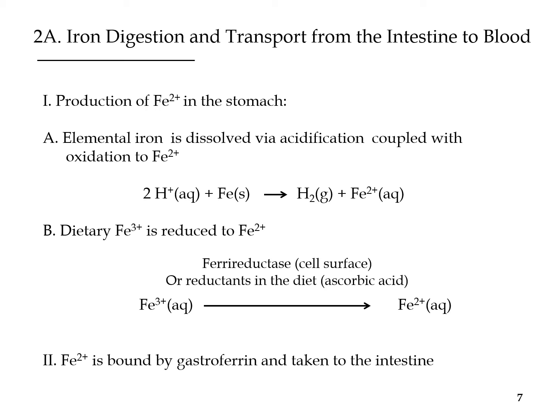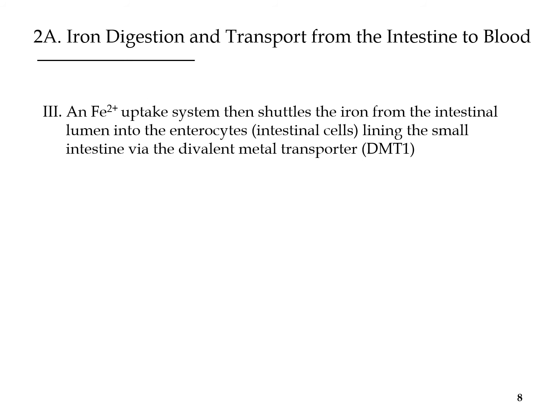When the iron 2 is available, it is bound by gastroferrin and it is taken to the intestine. There is an iron 2+ uptake system that shuttles the iron from the intestinal lumen into the enterocyte. So these are the intestinal cells lining the small intestine via the divalent metal transporter, abbreviated as DMT1.